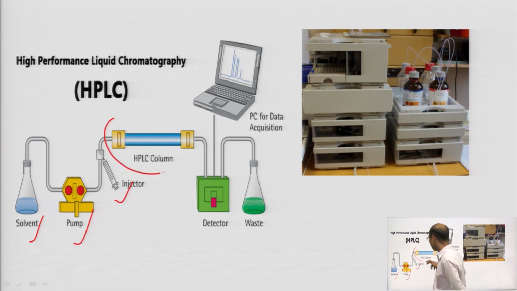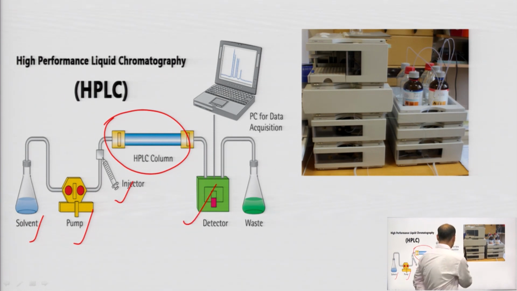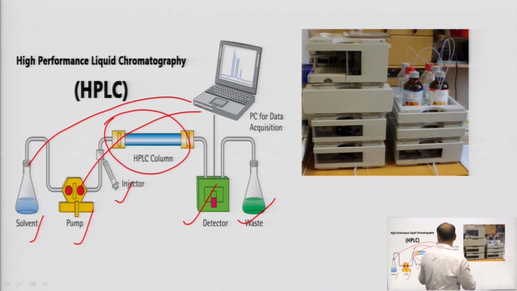This is the HPLC column through which we have to pass the sample, and here is the detector, and here is the waste. Every component is connected with the computer. In this way, automatically every reading is getting fed into the computer. This is the solvent reservoir, this is the column holder, this is the detector, and this is the sample tray.